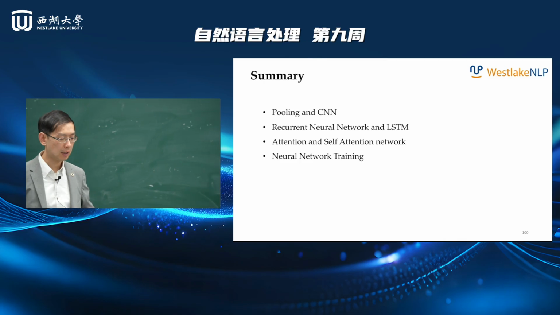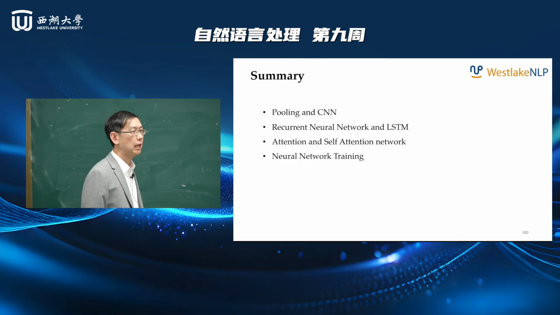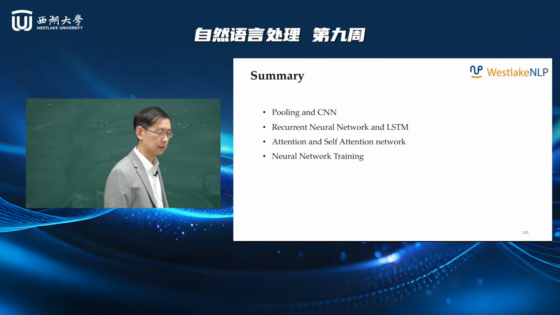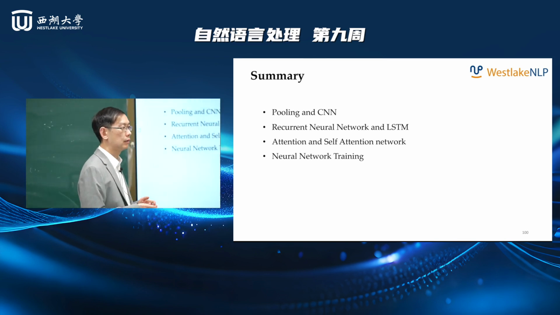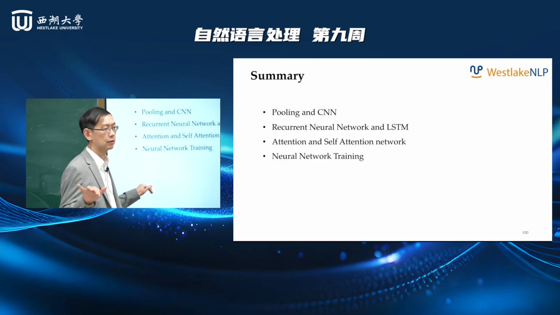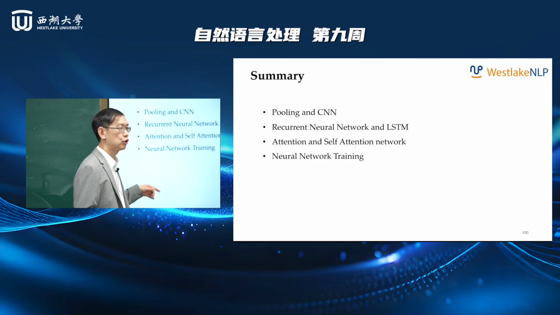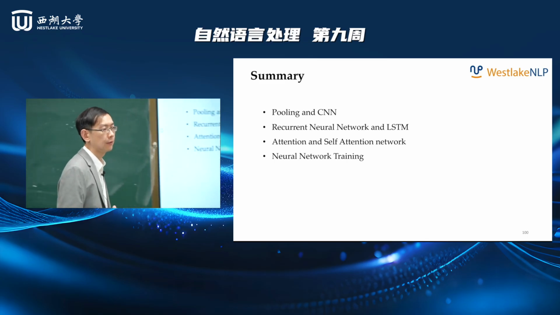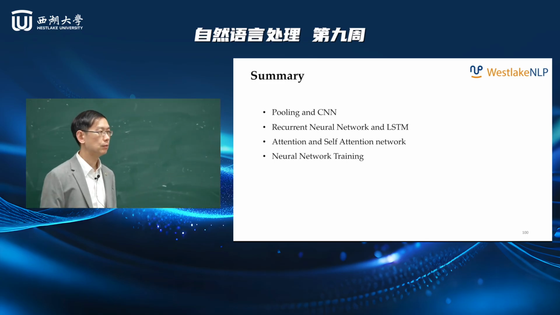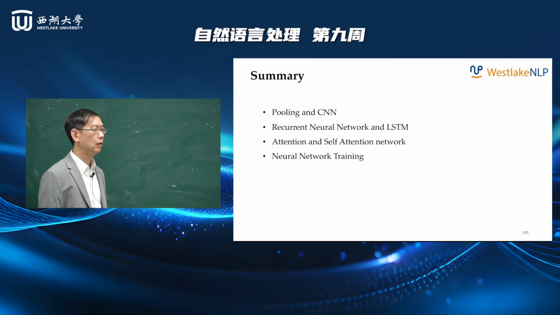Okay, so let's make a summary. Today, I basically discussed 2 things. The first thing is different methods to encode a sequence of vectors. The second thing is how you improve the training of neural networks, which turns out to be much more difficult than linear models. All right. So from next week onwards, we will continue our journey for neural NLP. See you.